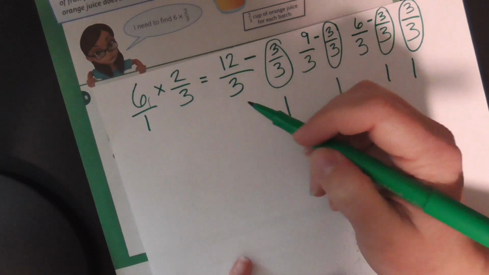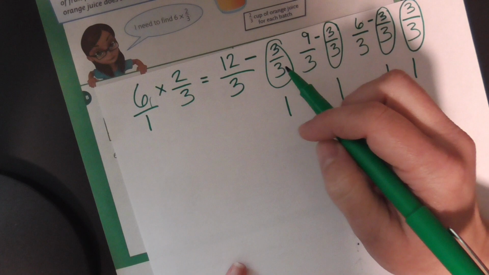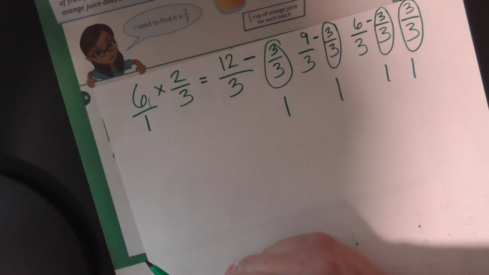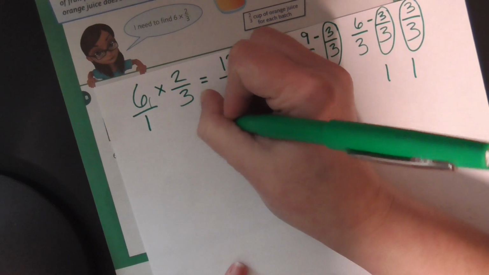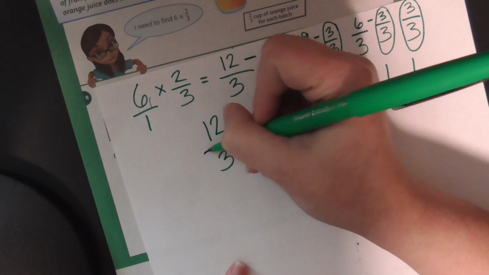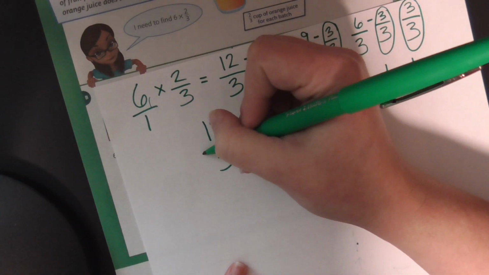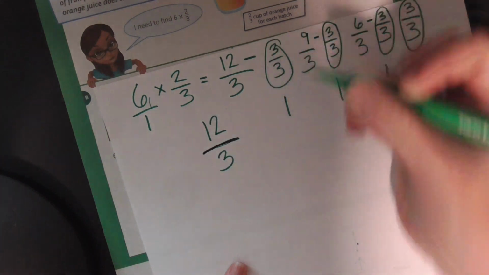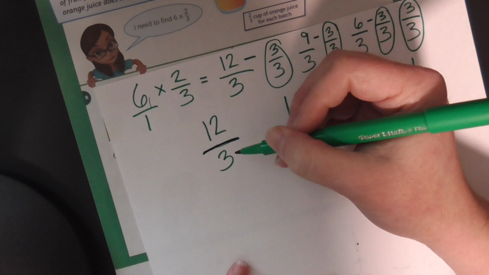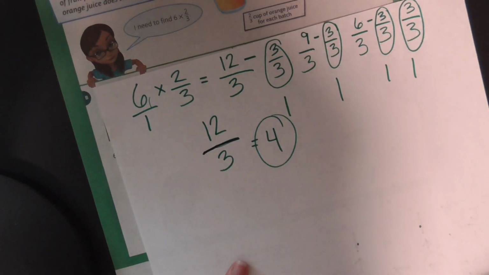So another way that you can do this without having to do the repeated subtraction to pull out your wholes, having 12/3, this is just the same as saying divided by. So you can think of a fraction bar as divided by. 12 divided by 3 equals 4.